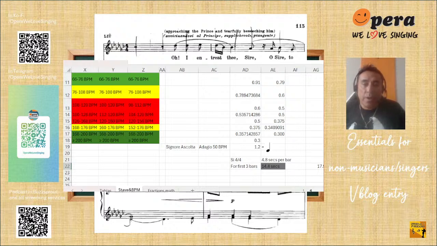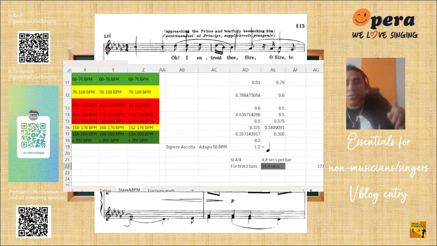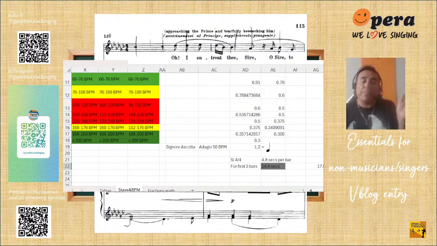Signore, ascolta, must be faster. Signore, ascolta, Signore. It is not exactly the second example, the tempo, but I just wanted to exemplify that we are used to listening to it much more slowly than it is actually written.